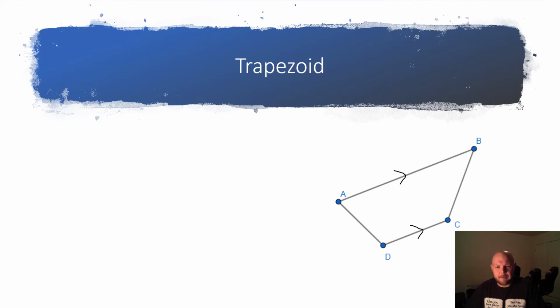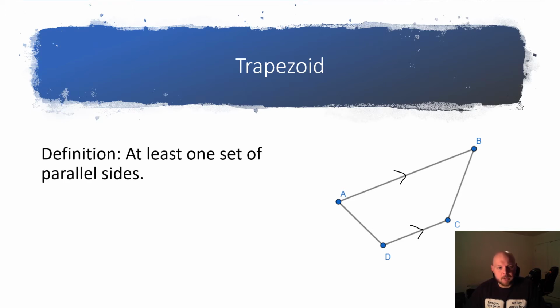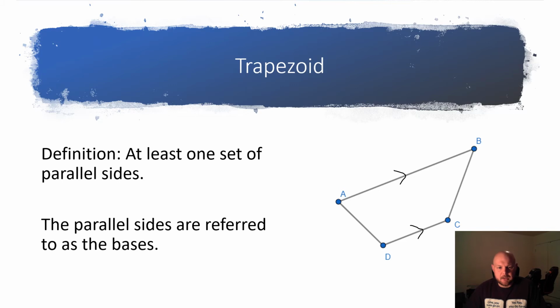All right, we're going to start with trapezoids. Trapezoids are very simple and straightforward. They have at least one set of parallel sides. Notice that it says at least. One of the things we need to know is that the parallel sides are referred to as the bases. So there are two different bases, and they are often different sizes.